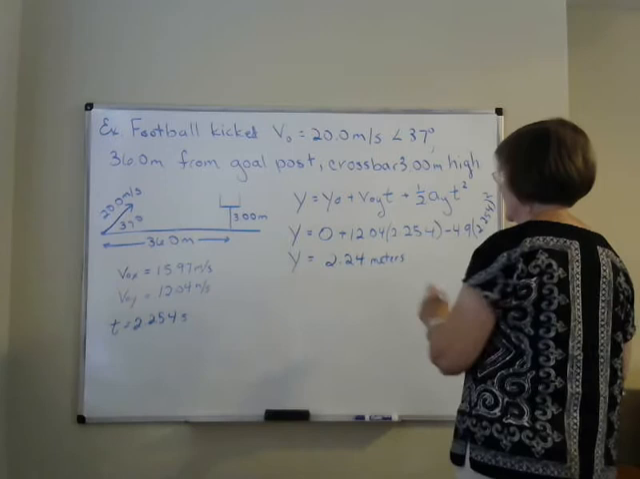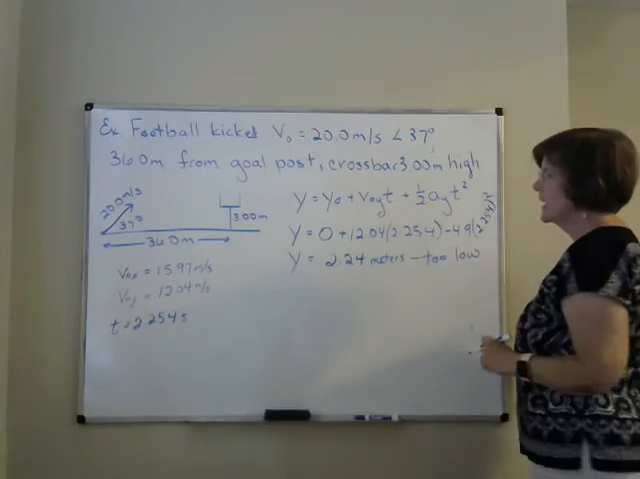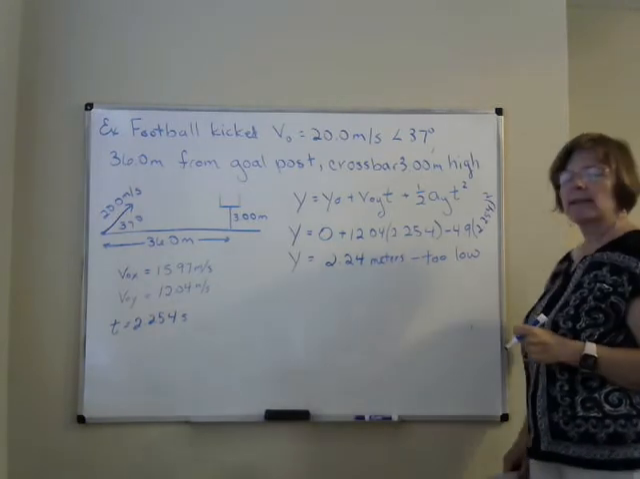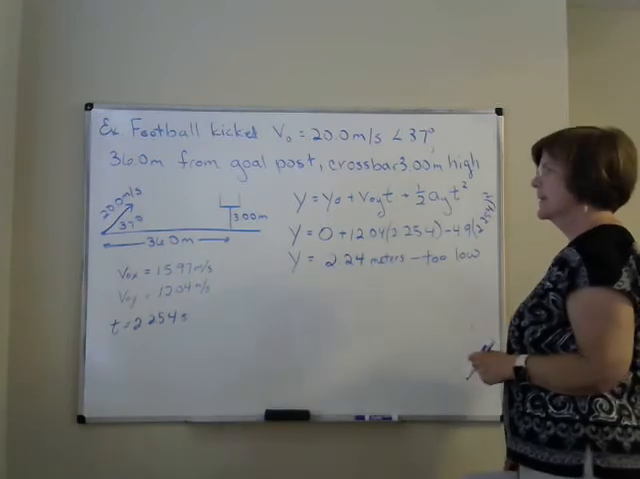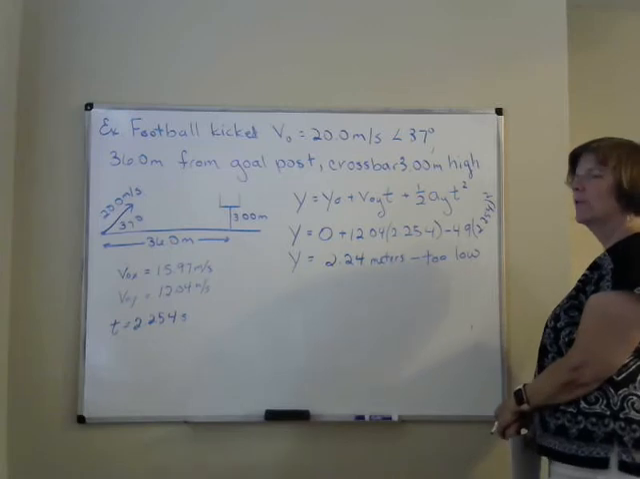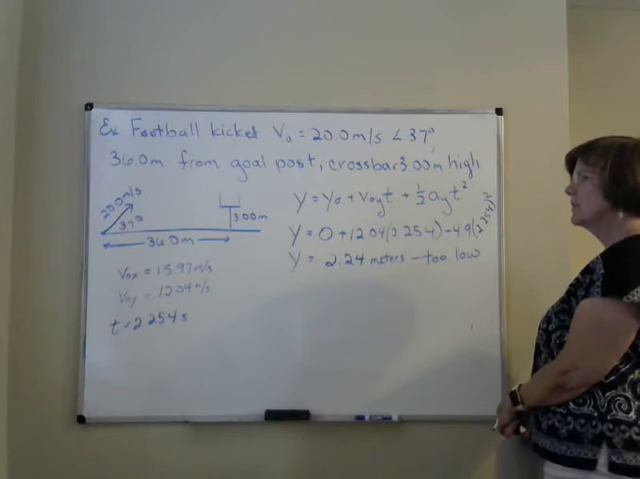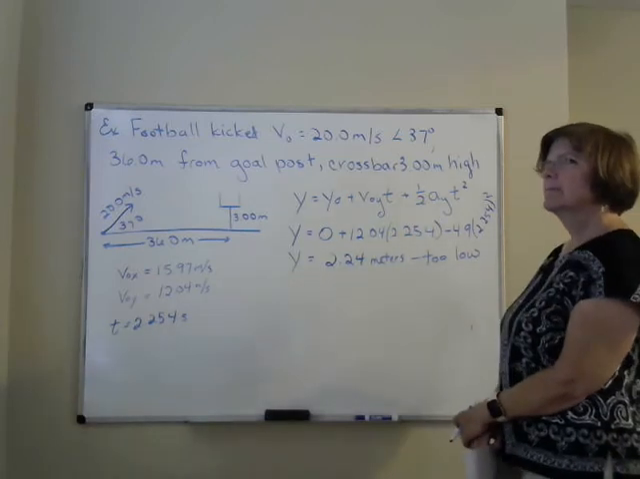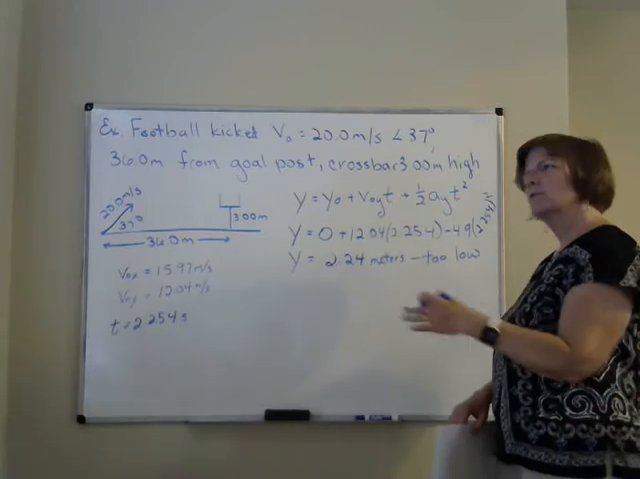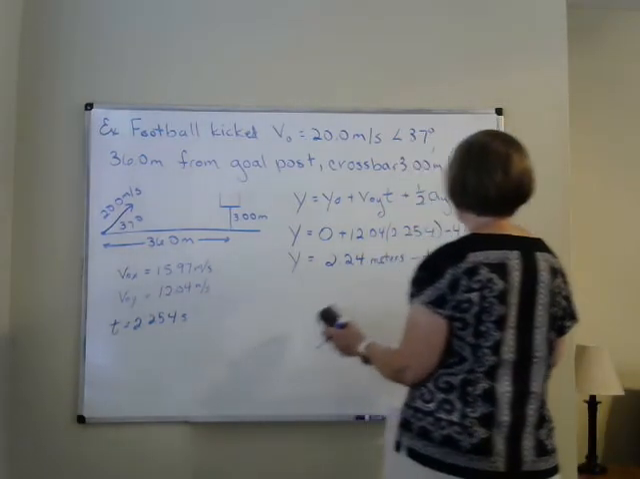Which means what? It's too low. You can't kick the football from 36 meters away at that angle and have it clear the goalpost. It won't clear it. So that asks another question. If that's too low, we know we're too far away. At what height? How close? What's the minimum distance in order to be successful? How close will I need to be in order to be successful?